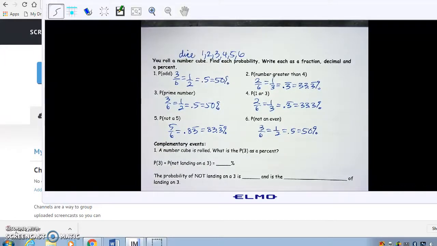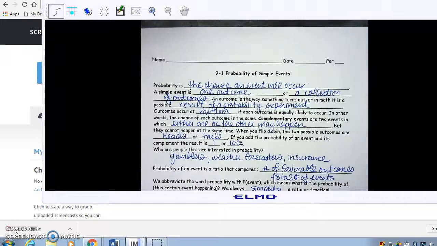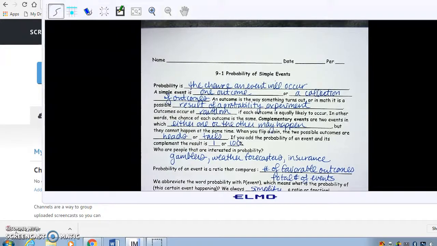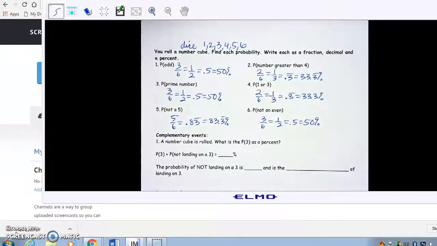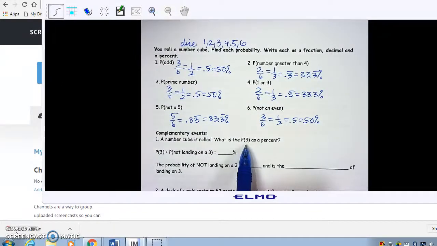So complementary events typically was mentioned on the first page. Complementary events are 2 events in which either one or the other may happen, but they cannot happen at the same time. So some examples now. A number cube is rolled. What is the probability of rolling a 3 as a percent?